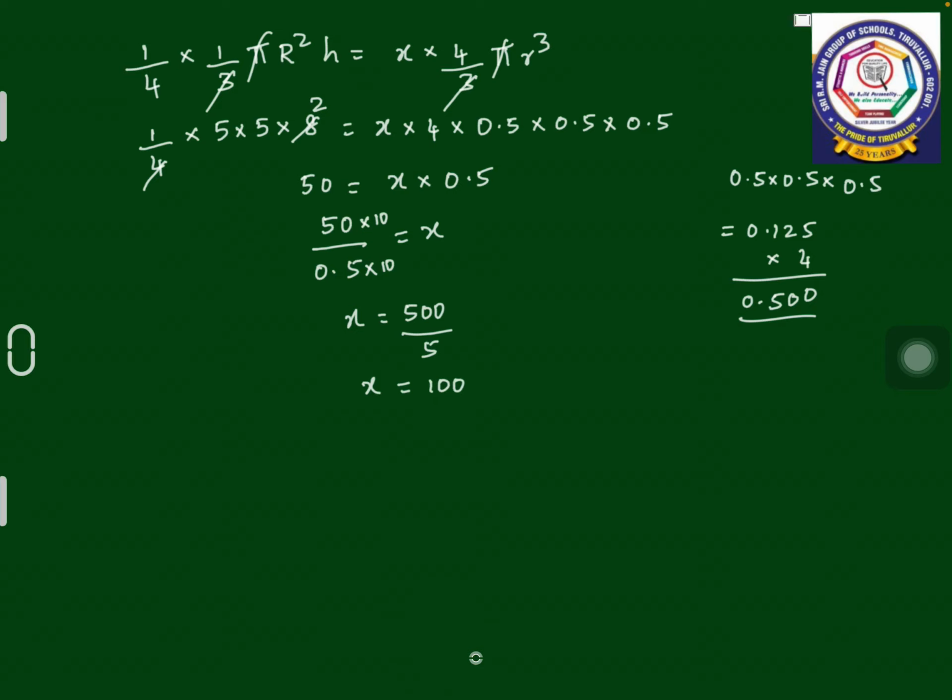You can even find the same number of lead shots using the formula: number of lead shots dropped is equal to the volume of water that flows out divided by the volume of one lead shot. I did this method for your better understanding. So how many lead shots were dropped? 100 lead shots were dropped.